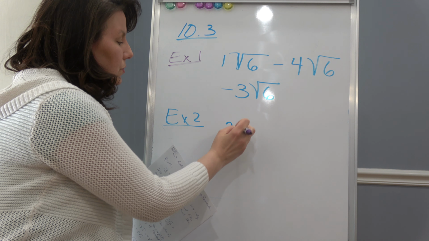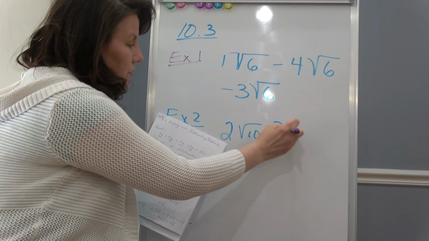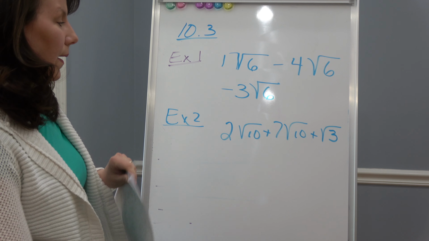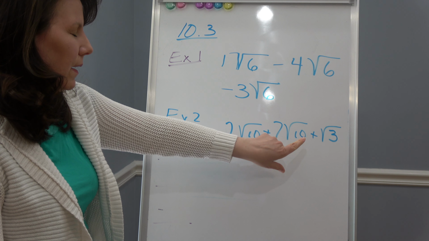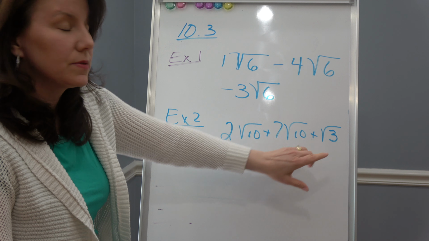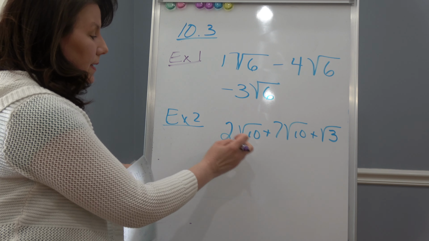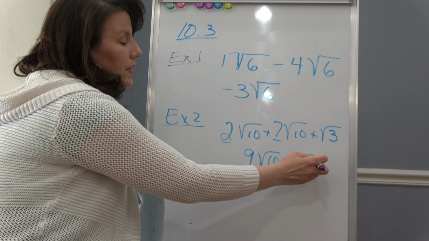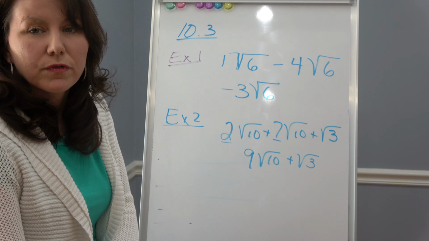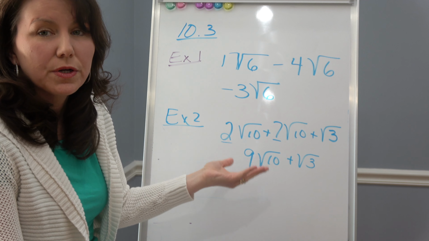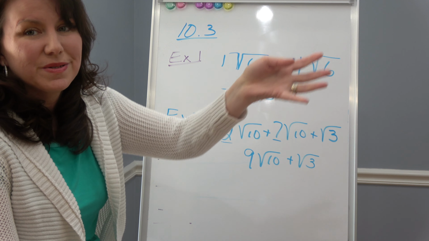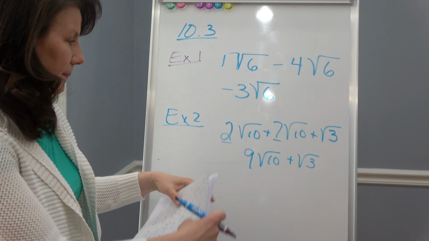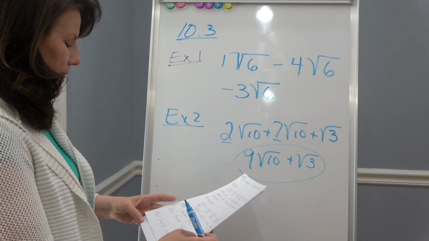Let's say we had 2 square roots of 10 plus 7 square roots of 10 plus a radical 3. Well, I have 2 radicals that are alike, one that is not, so I can combine these and say that 2 plus 7 is 9 square roots of 10, but the square root of 3 just kind of comes along for the ride. You carry that down, just as you would if you had an x plus a constant, right? You would combine the x's and bring down the constant, okay? So that would be it.